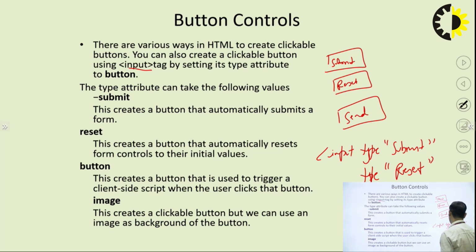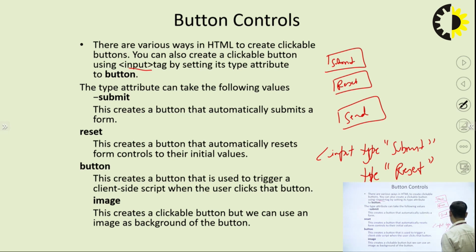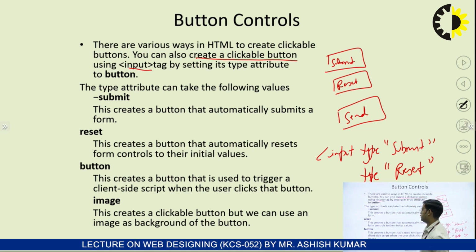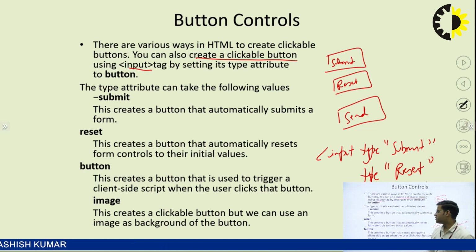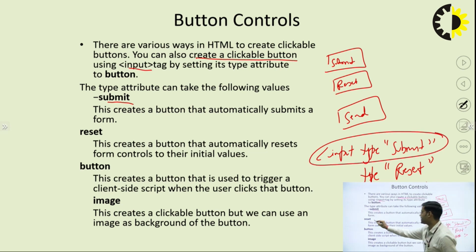It is like submit, reset, or button. So using the input tag, we can create a clickable button. So what types of buttons? The type attribute can take the following values, like submit. So submit like this, reset like this. Submit creates a button that automatically submits a form.